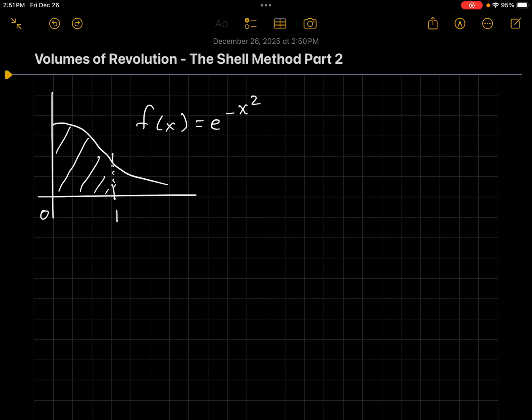Recall from the first video that the volume of the cylindrical shells that we make, if we add them all together, is the integral from a to b of 2 pi r times f of x dx, where r was x. Now this will change for the second example, but for now we will use this. So let's revolve this about the y-axis.